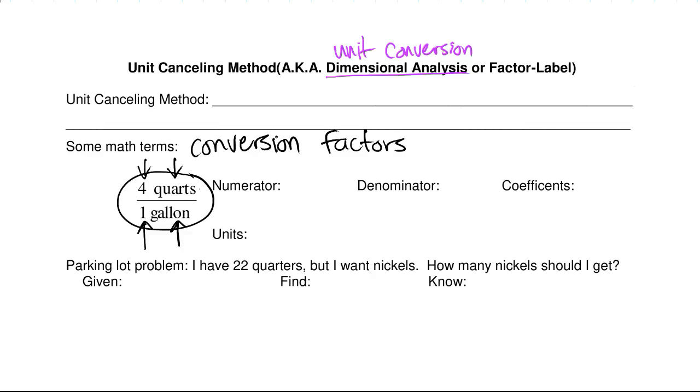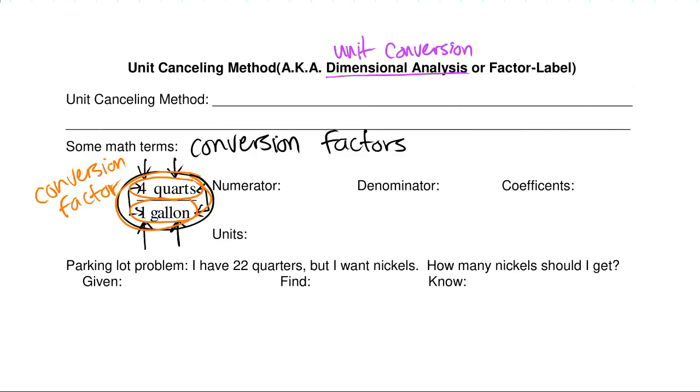The units are different and the numbers will often be different, but the important thing to remember about a conversion factor is that the values of them are the same. So 4 quarts is 1 gallon. They are equivalent in volume. They're just different ways to write it.